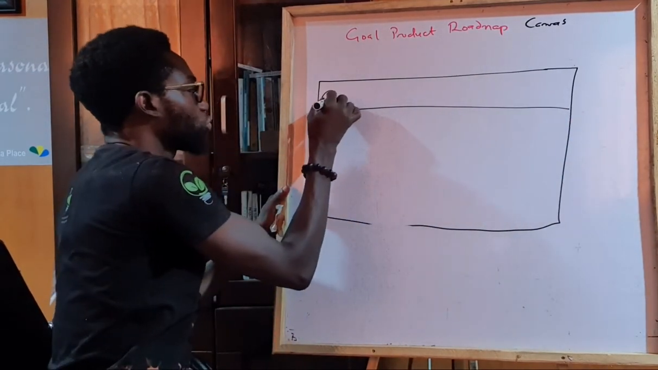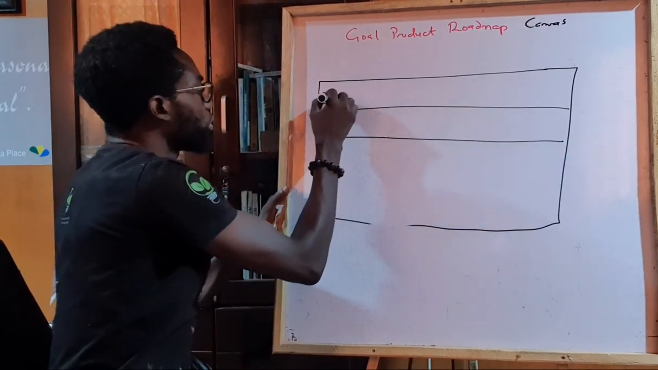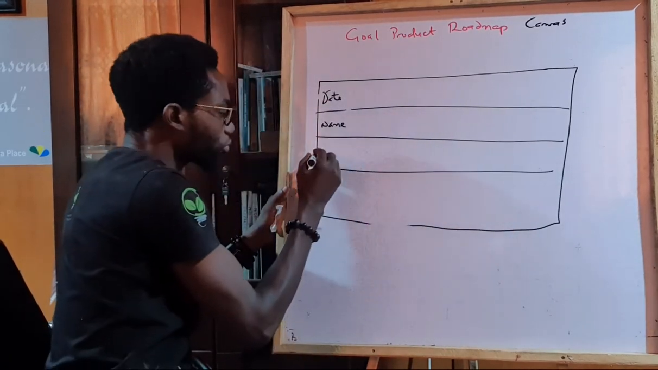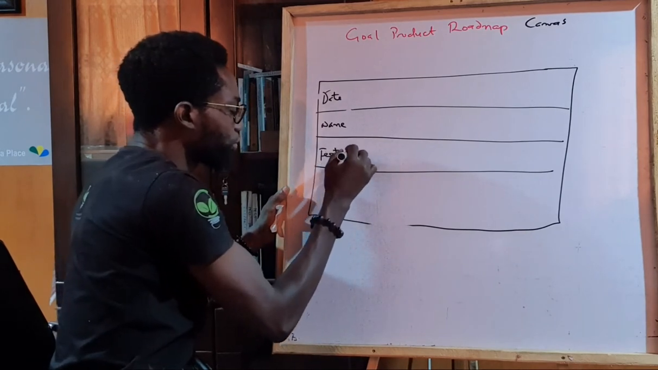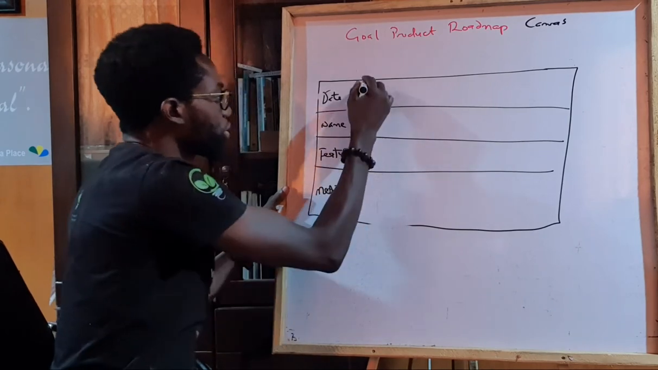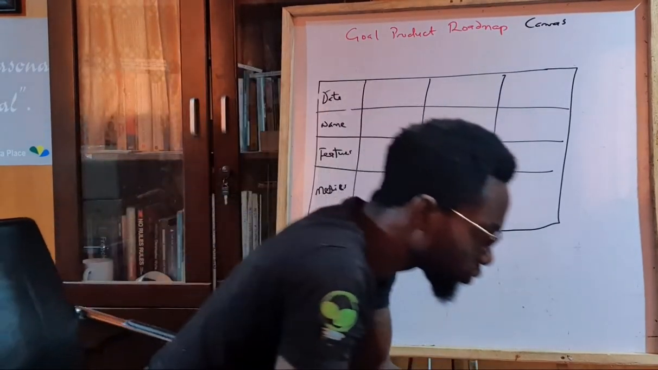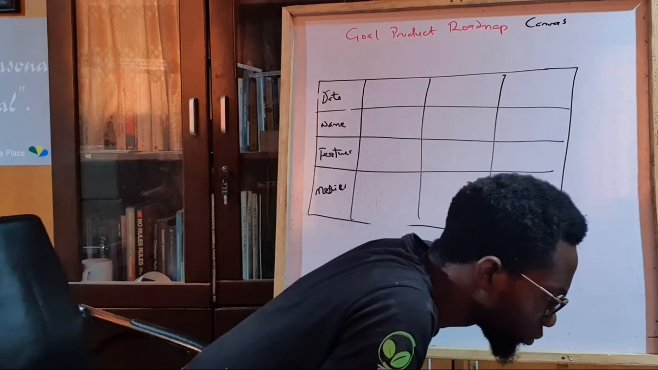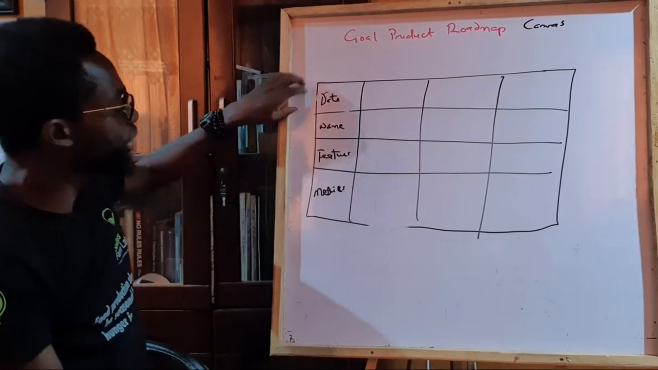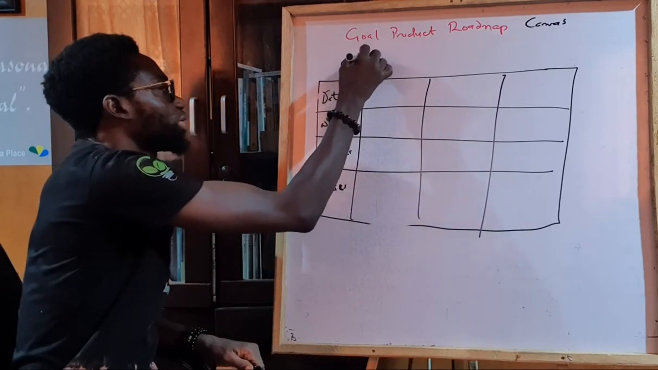So first is, what is your goal? Sorry, what's the date? We already know what your goal is. The date, what do you want to call it? What is the feature or the features, and what are your metrics? So we have your date, your name, the features, the metrics. First you should know what the goal is that you are trying to achieve.